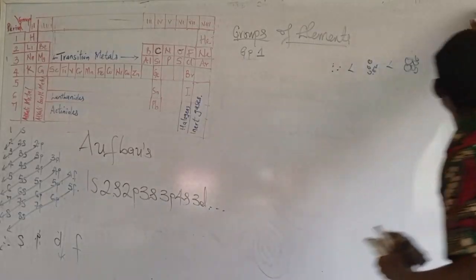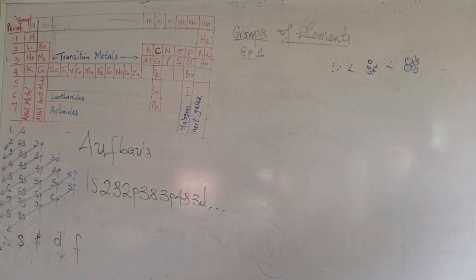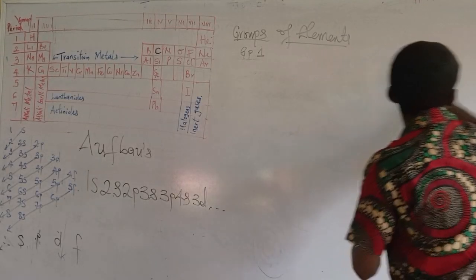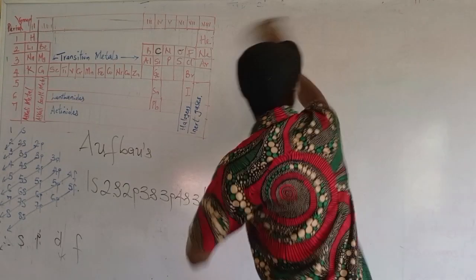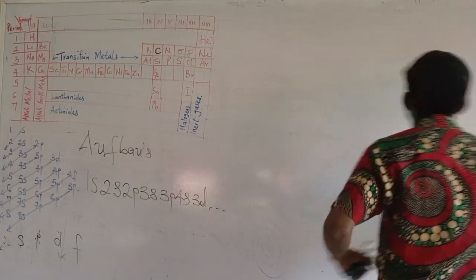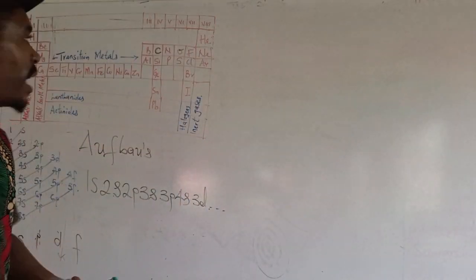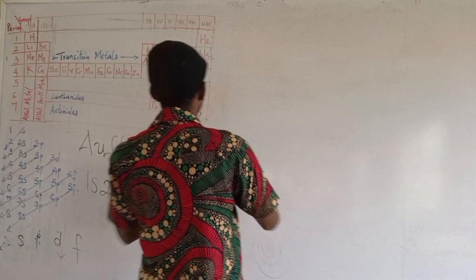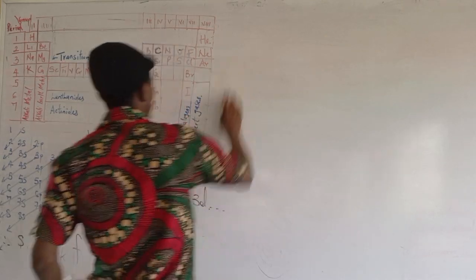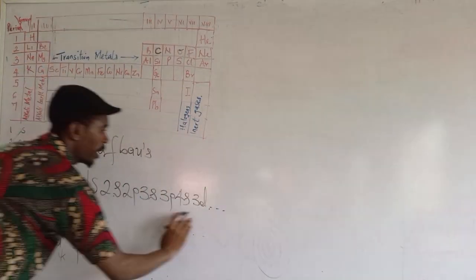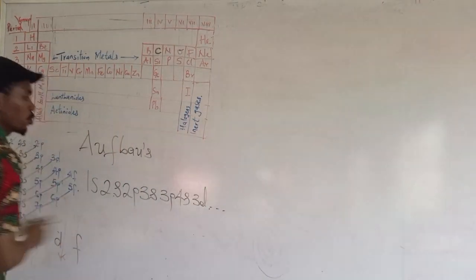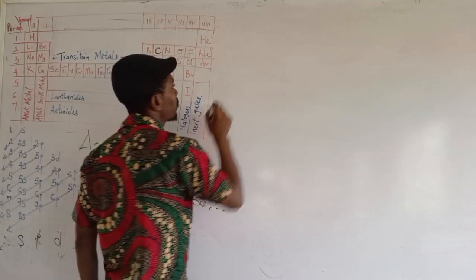Now, we have looked at the history, the blocks, the groups. Let's now look also at the configuration of elements, the electronic configuration of the element. So this is how we configure elements, like I just showed us. But there's something I want to point out for us.